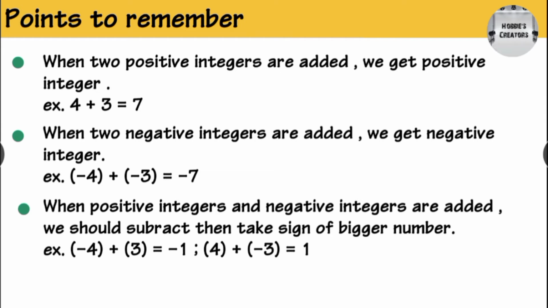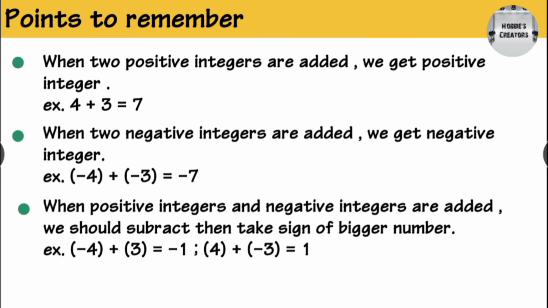It means that if we don't have any sign before a number, then you have to consider that number as a positive number. So keep in mind, if there is no sign before a number, consider that number as positive. So if we add two positive numbers, we get our answer as a positive number. Next, when two negative integers are added, we get a negative integer. So when we add two negative numbers, we get an answer in a negative number.